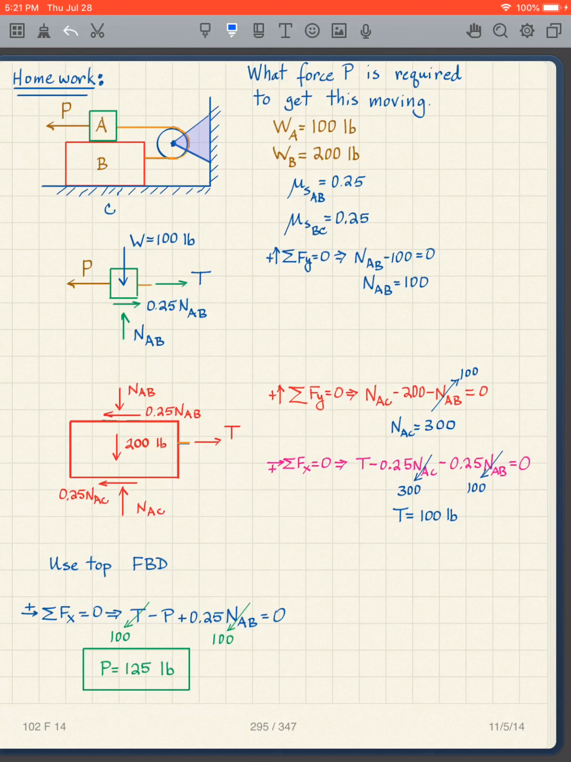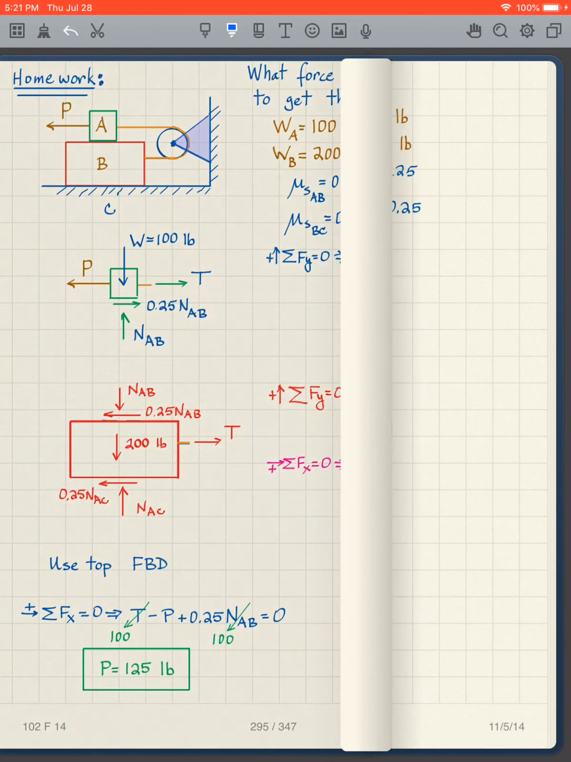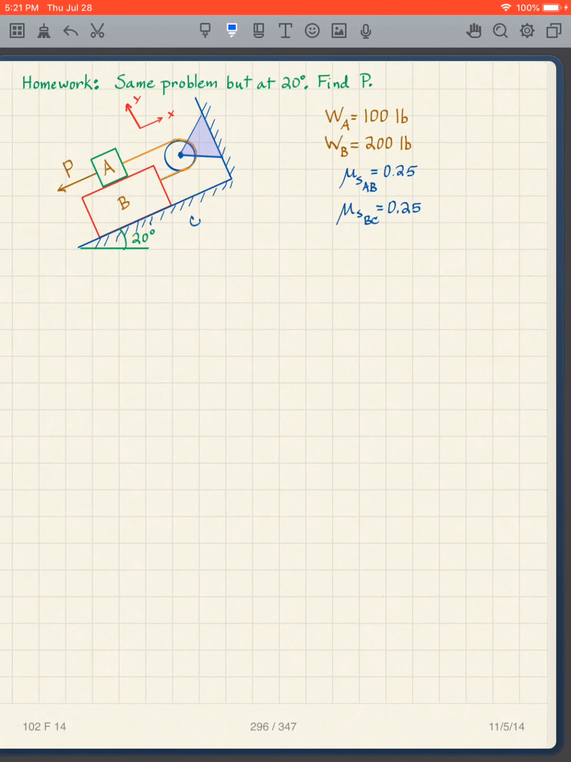Okay, let's do another one, but now at an angle. So now do this same problem. Everything's the same, except that now I have an angle of 20 degrees here. So do the same analysis that we did. Take your free body diagram here, get some information, take your free body diagram there, then go back to the top one. So give this one a try. Pause the video here.